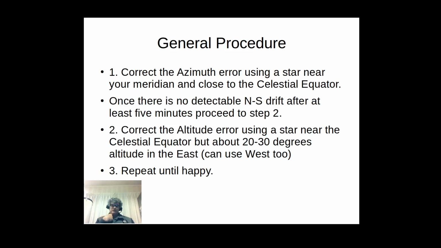You then swap to a star that's lower down near the eastern horizon, maybe up about 20 degrees, or you can use the western horizon as well. Again, you dial out the altitude error this time, and you keep repeating and repeating and repeating until you cannot see any drift at all over whatever time limit you like, 5, 10 minutes, or maybe even longer if you're really keen.